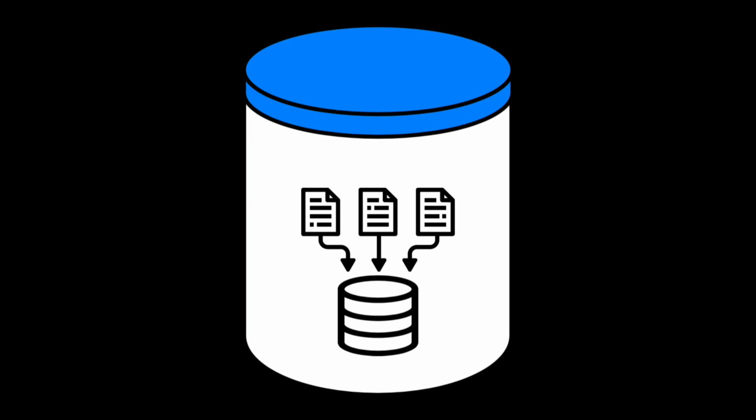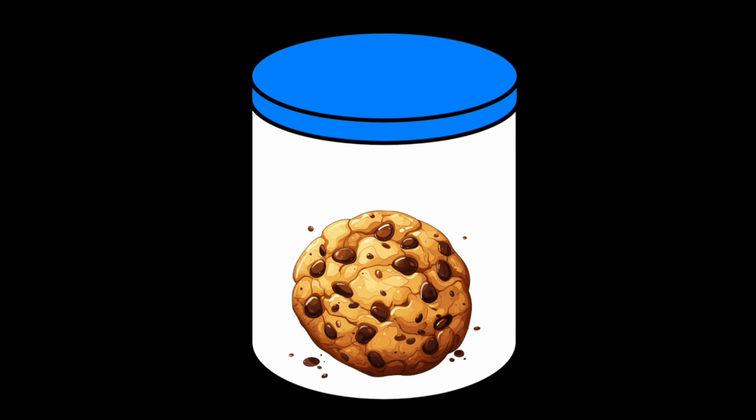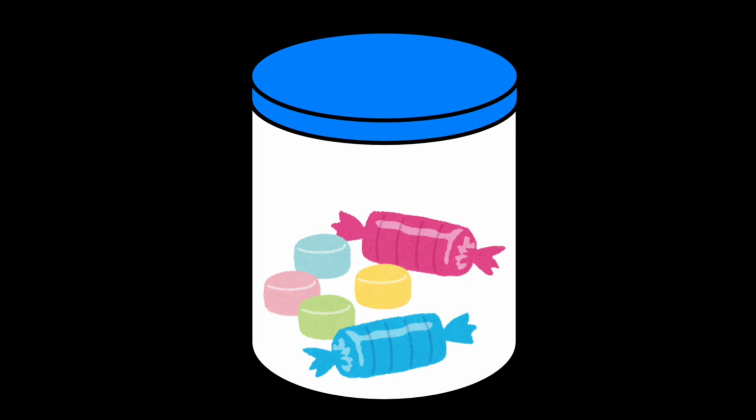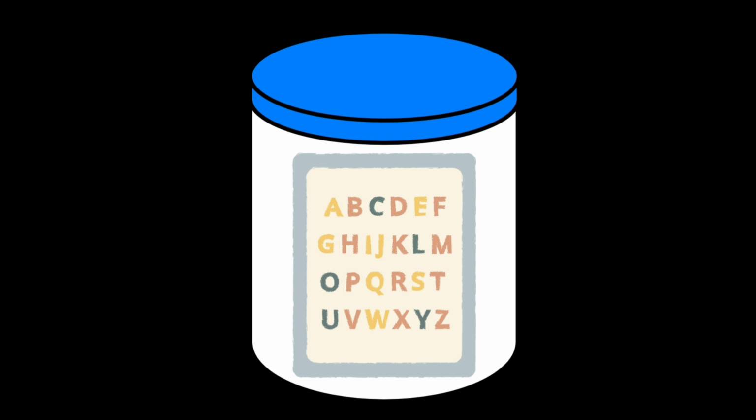Think of a variable as a container that holds data that can be changed during the execution of your program. It's like a labeled jar where you can store anything from cookies to candies, or in our case, numbers, characters, and other data types. First, let's talk about declaring a variable.